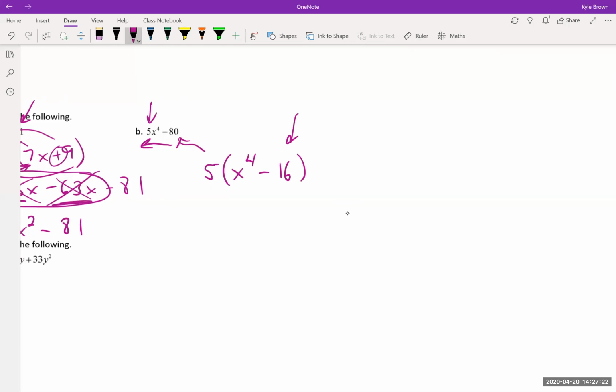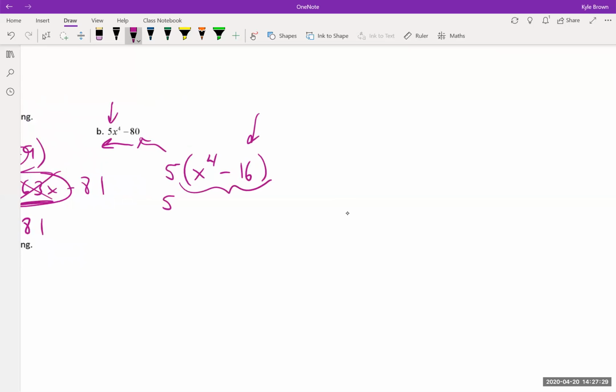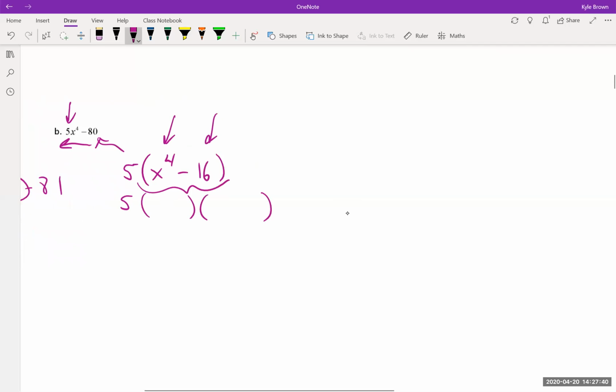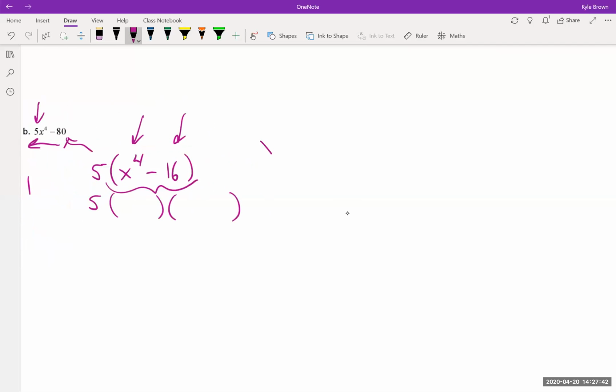Well, that's a good sign. 16 is a perfect square, right? So I'm in the right ballpark. Now, the 5 just continues on, and then this part, I'm going to factor like I did the other one. So they both get brackets. Now, what do I put here, though? Remember, it's going to be the square root of that. The square root of x to the 4 came from going x squared times x squared, right? That gives me x to the 4. When you've got an even exponent, it's always going to be half. That'll always be the one that goes in.